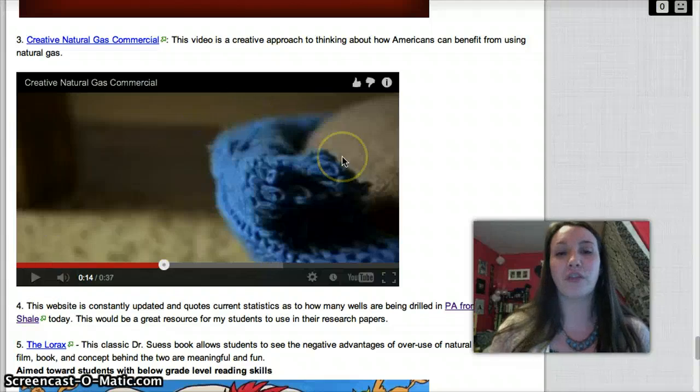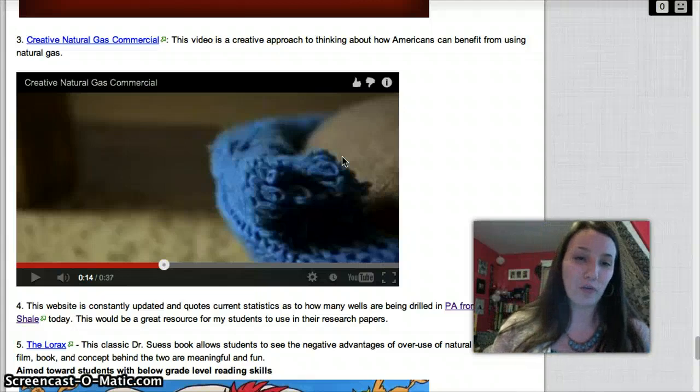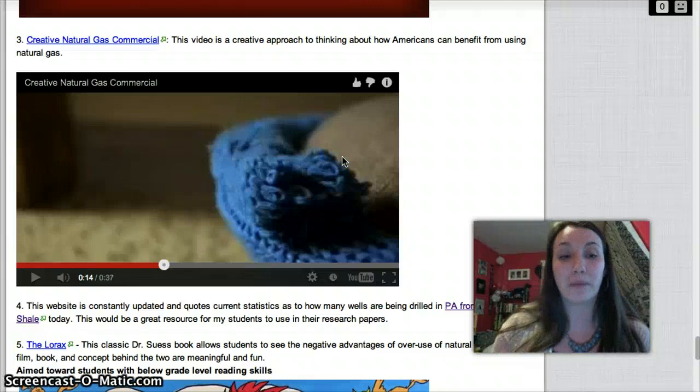It's just a witty way to show that natural gas is supposedly more safe for the environment and promotes a cozy feel, hence why they cover the entire home in yarn. And it's just one way to look at how natural gas can be marketed.